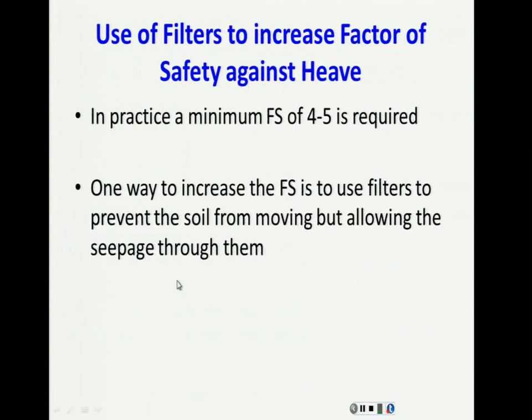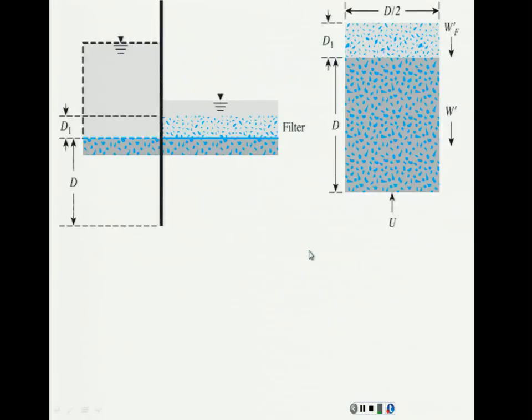How do you prevent that? How do you improve that? By using filters, and then you increase the factor of safety. 4 to 5 is required, and we mentioned this before for piping. It was 5 to 6 or 6 to 7, 5 to 6 I think, but it's similar. So then we can put a filter. Why? We put a filter in this part.